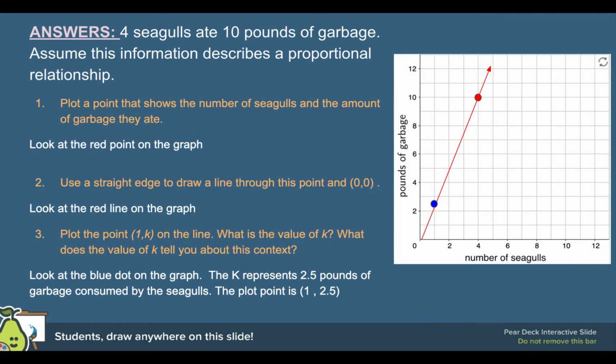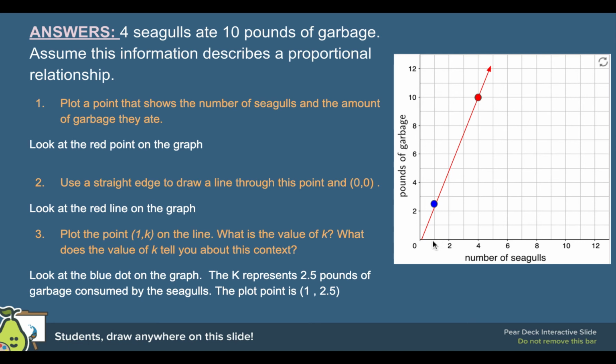So 4 seagulls ate 10 pounds of garbage, we remember, right? Plot a point that shows the number of seagulls and the amount of garbage they ate. So we know the 4 and 10, that's a fact. So 4 seagulls ate 10 pounds. This red point is for question 1. Now question 2 says use a straight edge to draw a line through 0, 0. So I knew 0, 0 was here, and I'm drawing a straight line straight across to this point. So I'm connecting 0, 0 past this red point here.